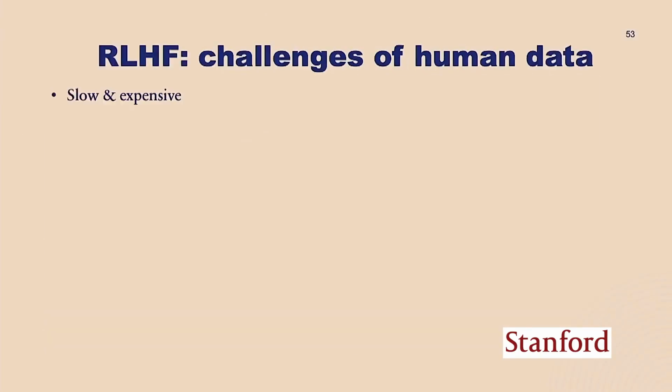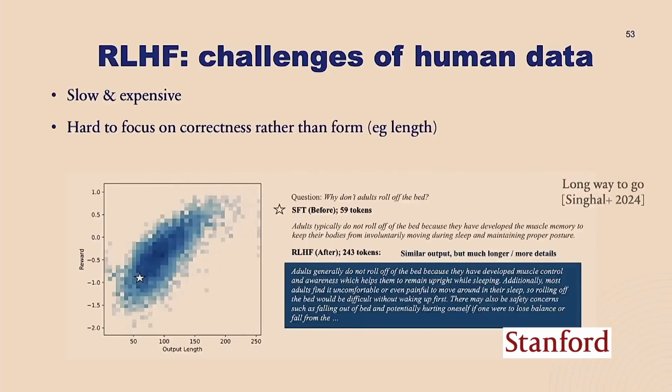So challenges with humans: first, slow and expensive. Second, as I just mentioned, it's hard to focus on things that matter, like correctness. And people usually look at things that don't matter as much, like the form, like length. And as a result, what I show here is that when you do RLHF, the more you do of RLHF, the longer the output of the models become. So if you've ever been annoyed at ChatGPT answering you super long sentences, this is because of RLHF.